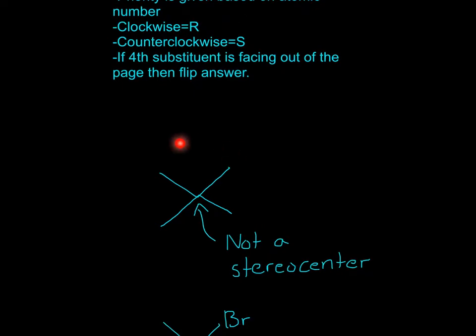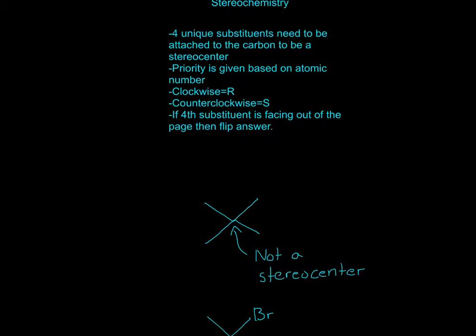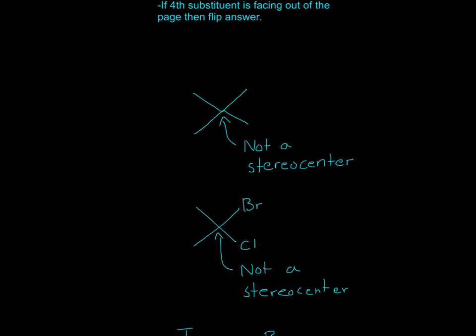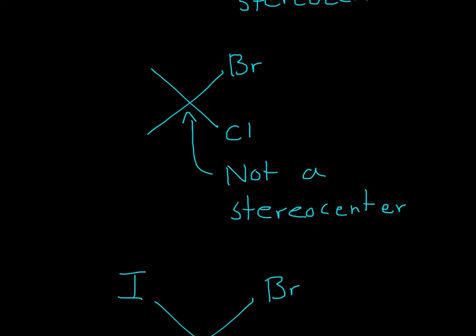So this one, it fails the first rule of stereochemistry because you need 4 unique substituents, and this one, all of them are the same. So this carbon is not a stereocenter. Moving on, this one is still not a stereocenter, because we have two carbons that are exactly the same. So you need 4 unique substituents on the inner carbon, and so this also is not a stereocenter.